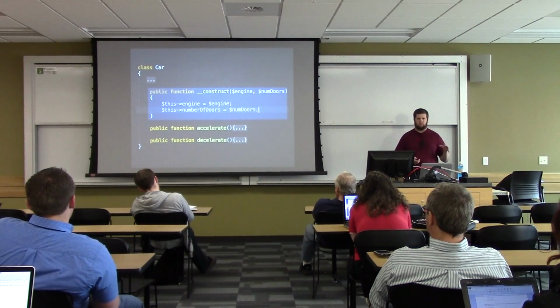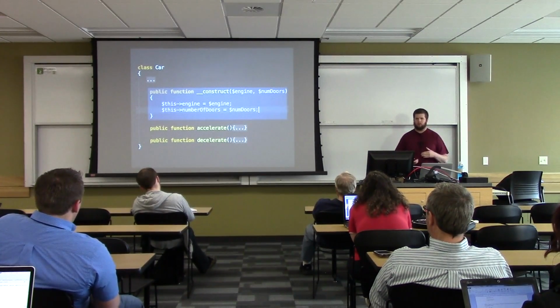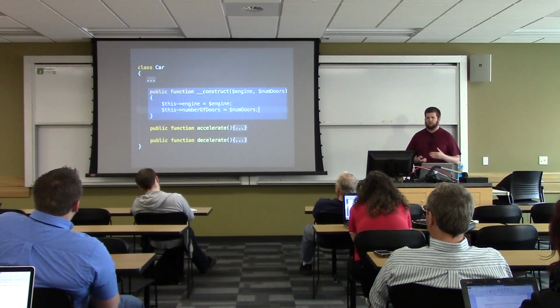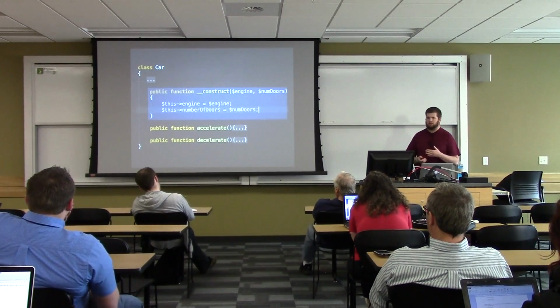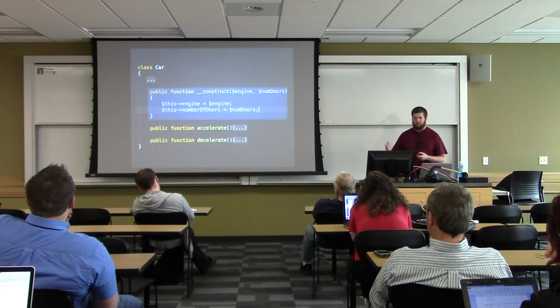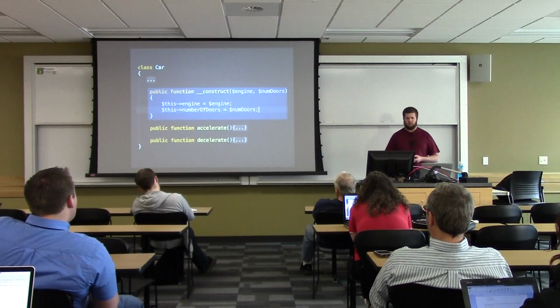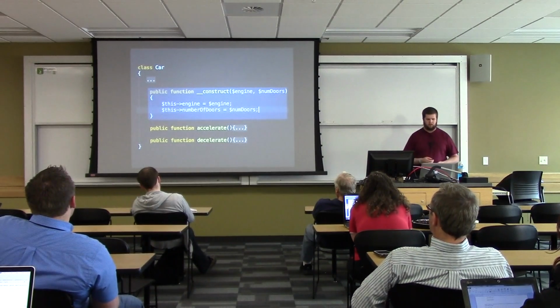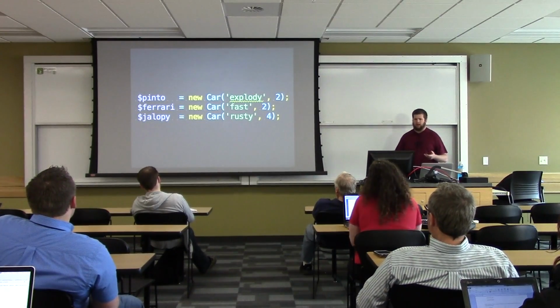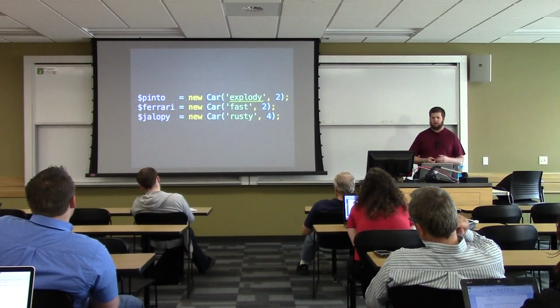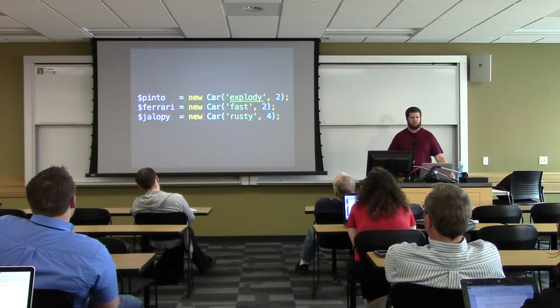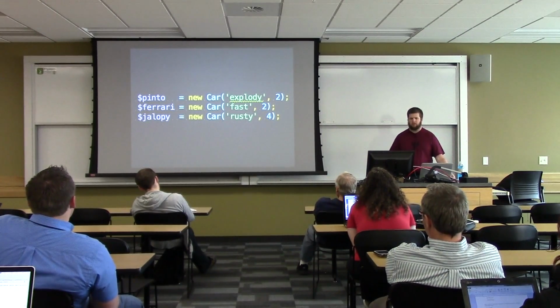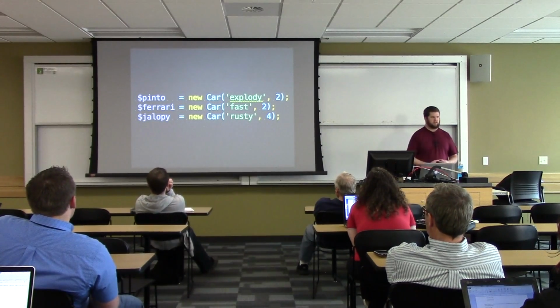So every time we call new, it's going to invoke this constructor. It's going to run the constructor, and it's going to do whatever is in this function. So we can pass in a different engine or a different number of doors. Make sense there? So let's change our example with the Pinto and the Jalopy and the Ferrari. So now we've got some functions we can pass in. We can say, okay, the Pinto is a two-door with an explodey sort of engine. The Ferrari has a fast engine and two doors. And the Jalopy is a four-door rusty engine, right?